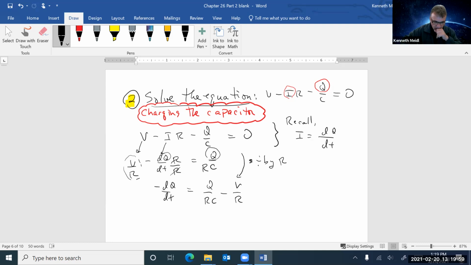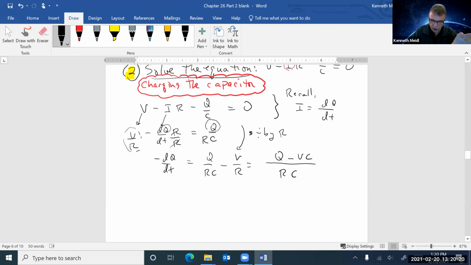So with that in mind, what I'm going to do here is write this side all over a common denominator, which is RC. And so on the top here, I need to add a factor of C. Right? So if I write it that way, then this looks pretty good. And so what I can do now is get all of the Q's on one side. So I can cross multiply. So I'm just going to leave this minus dq here. And I'll divide both sides by this q minus v times c. So now I've got all the q's on one side, which we really kind of need.